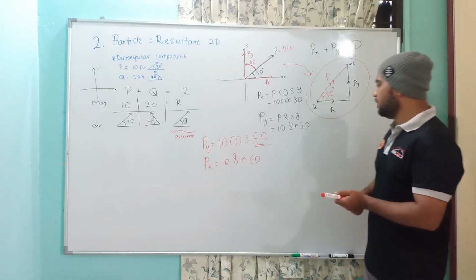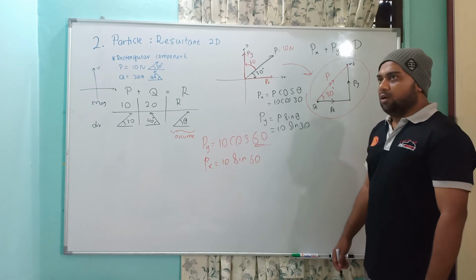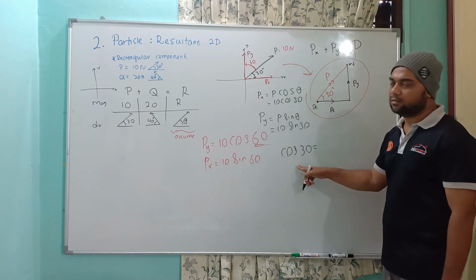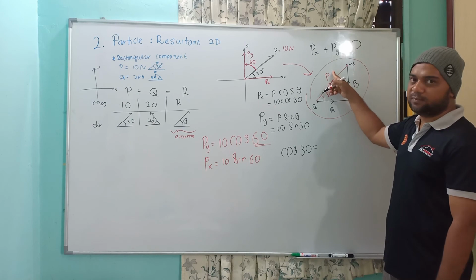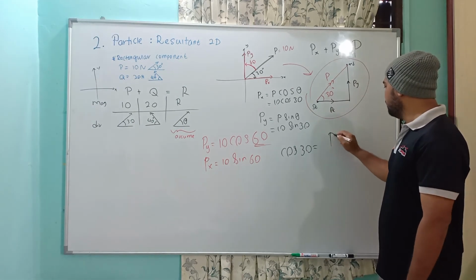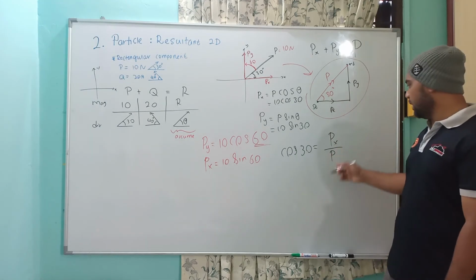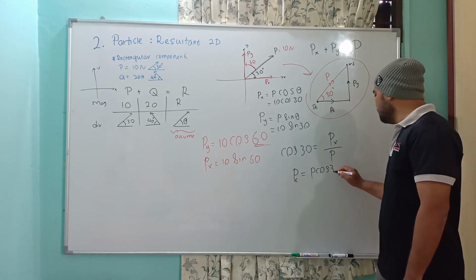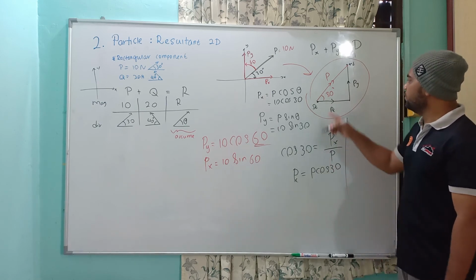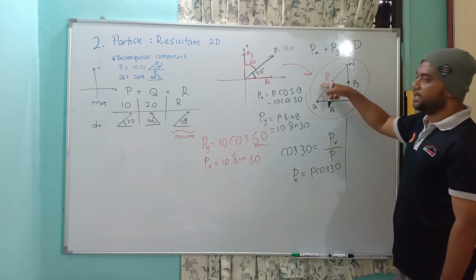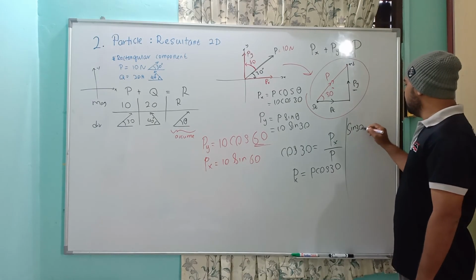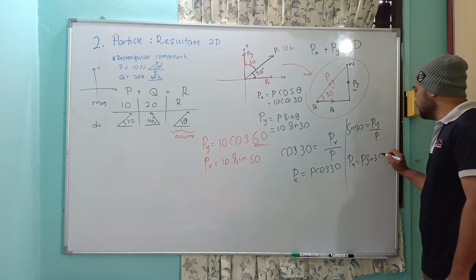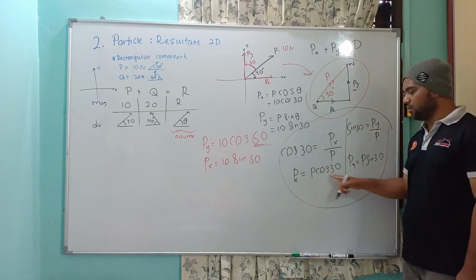And you already learned this a lot before during Form 4, Form 5. What is cos? Cos 30 equals adjacent divided by hypotenuse, so equal to Px divided by P. That's why Px equals P cos 30. If you want to take the sine, it is opposite divided by hypotenuse. So sine 30 equals Py divided by P, so you have Py equals P sine 30. So this is how you understand why it is P cos, why it is P sine.